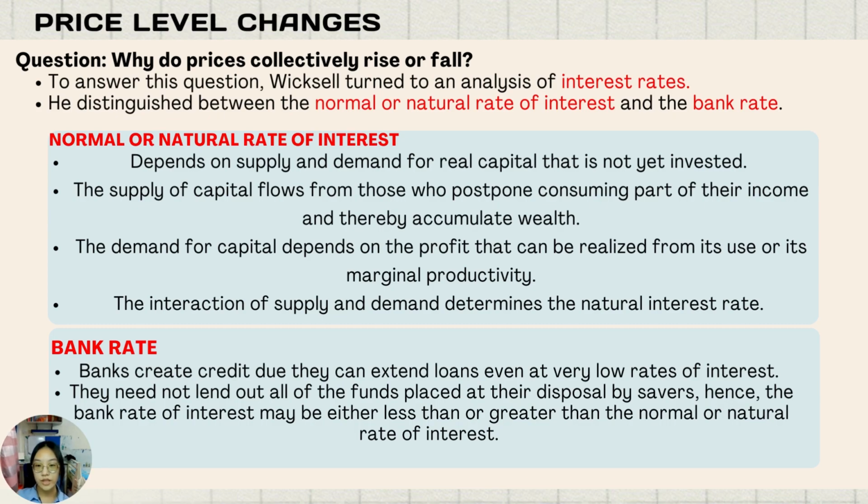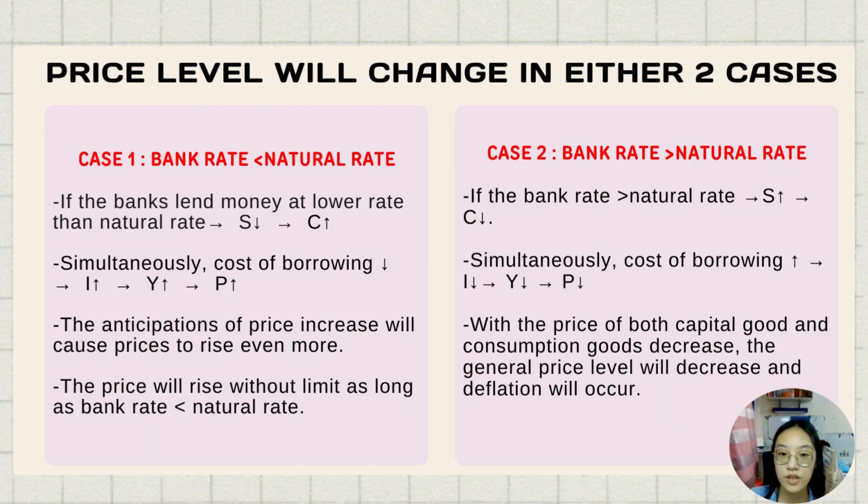The normal or natural rate of interest applies only to credit between individuals. Banks, however, complicate matters because, unlike private persons, they are not restricted to their own funds in their lending, or even to the funds placed at their disposal by savers. Because banks create credit, they can extend loans even at very low rates of interest. On the other hand, they need not lend out all of the funds placed at their disposal by savers. Hence, the bank rate of interest may be either less than or greater than the normal or natural rate of interest. When either of these two situations occurs, the price level will eventually change.